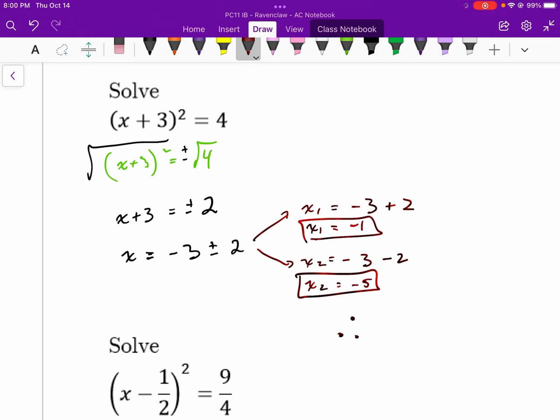So therefore, x is equal to -5 and -1. I'm going to put that in set brackets. Now, you may notice that I've put two numbers in set brackets, and convention says that we should put these numbers in ascending order from left to right.